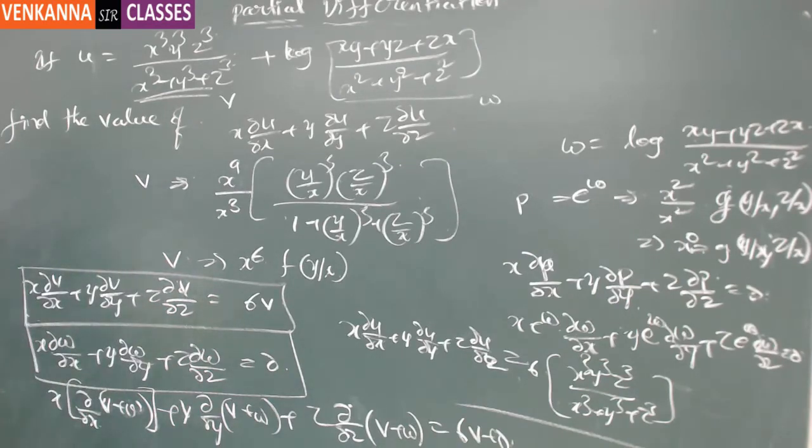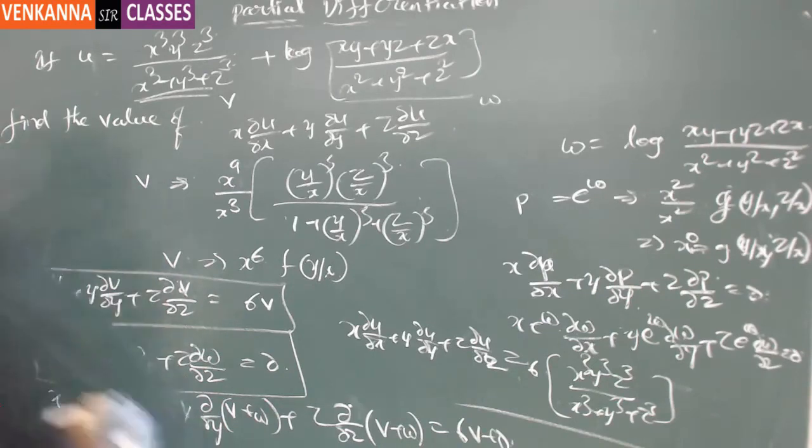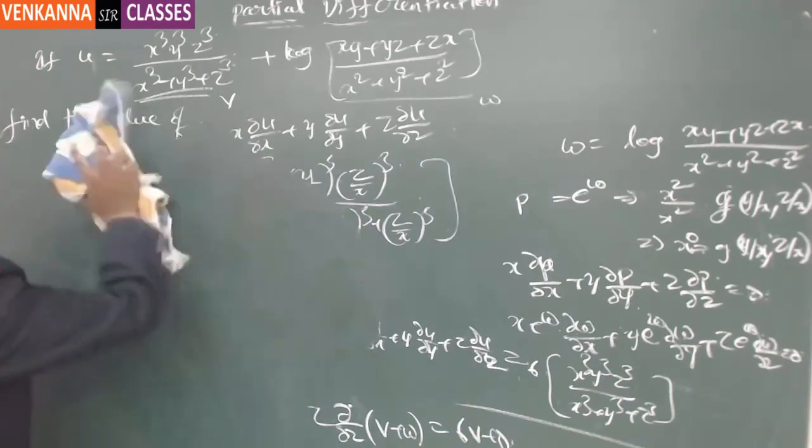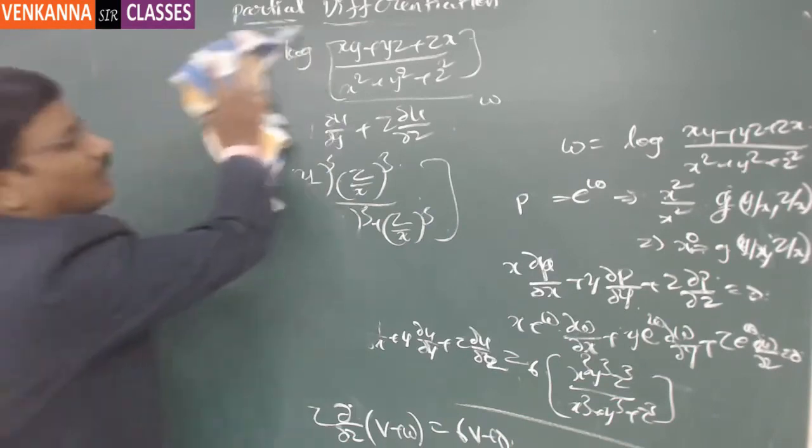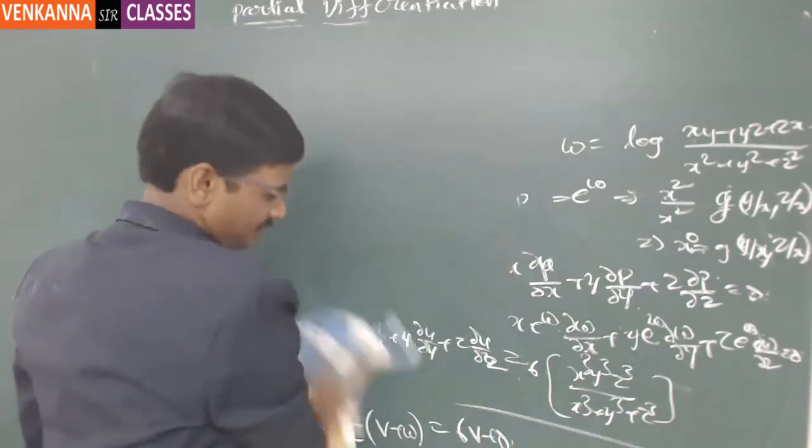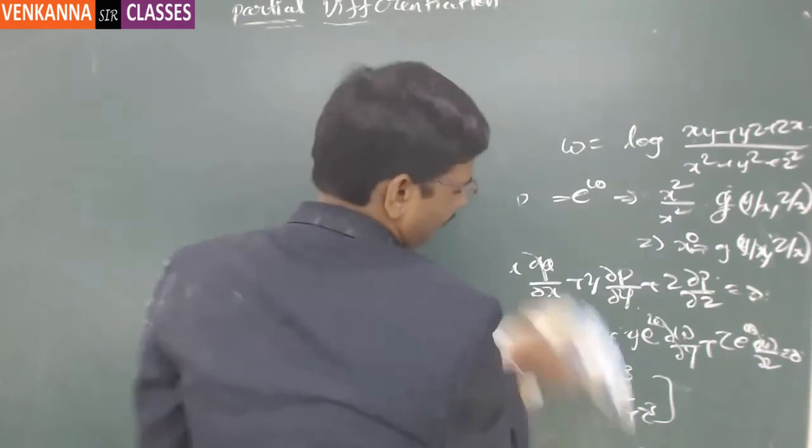So this is about partial differentiation. And then one of the applications of partial differential equations is finding out the Jacobian.